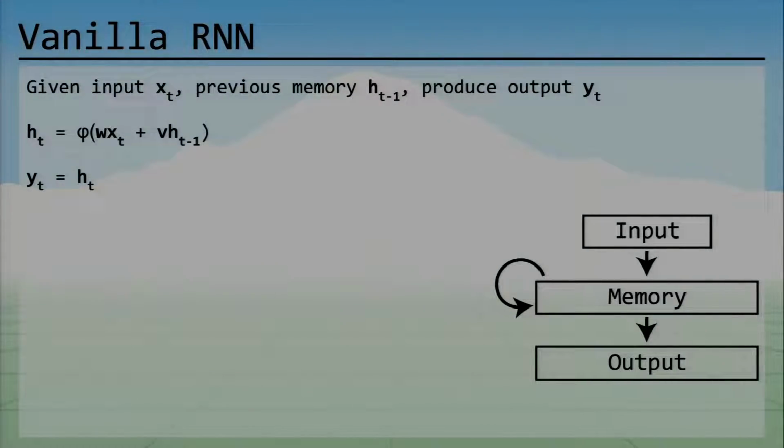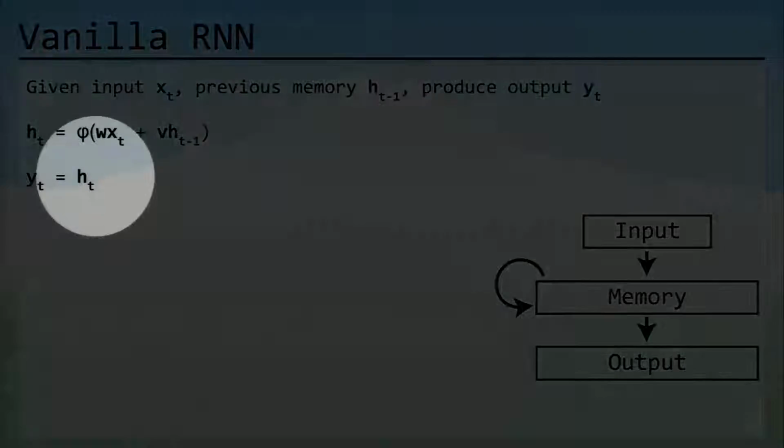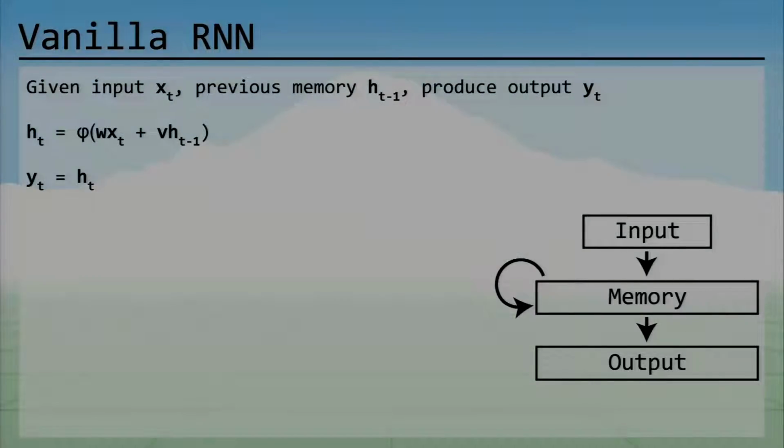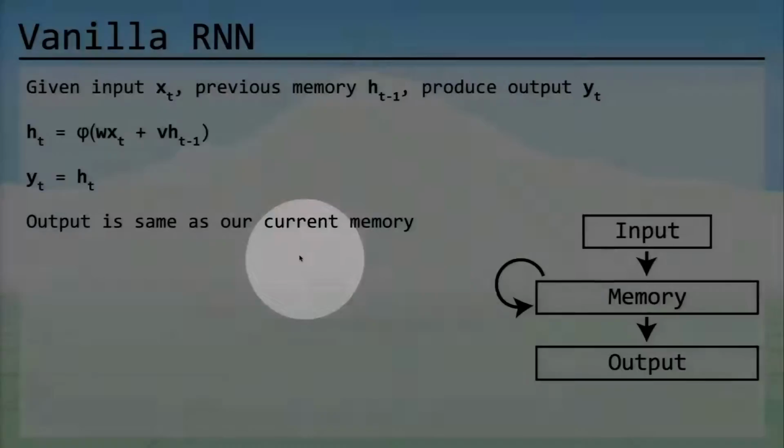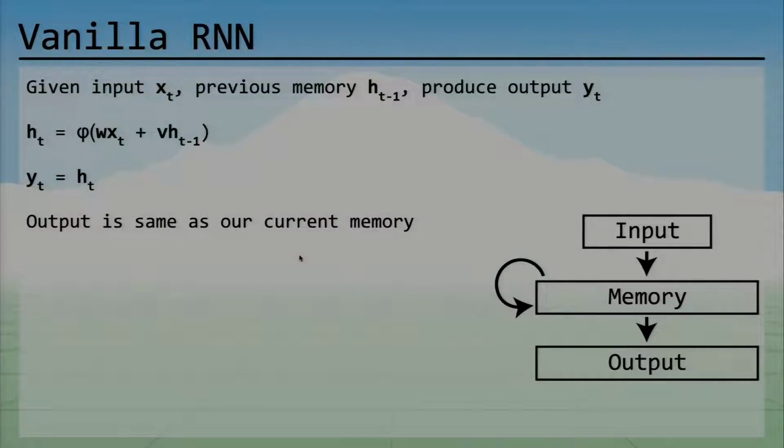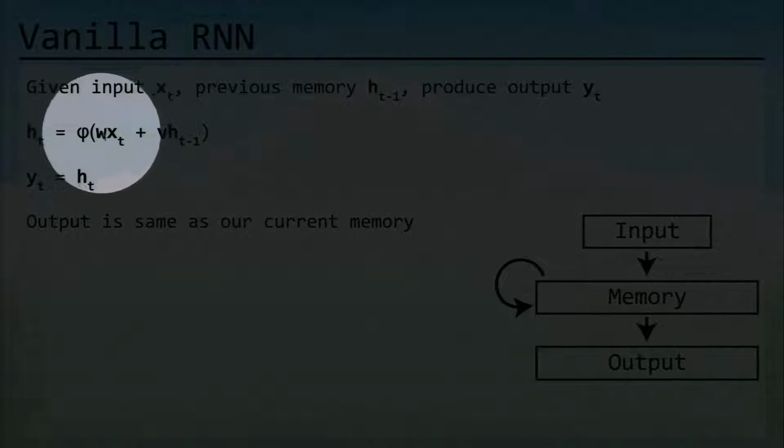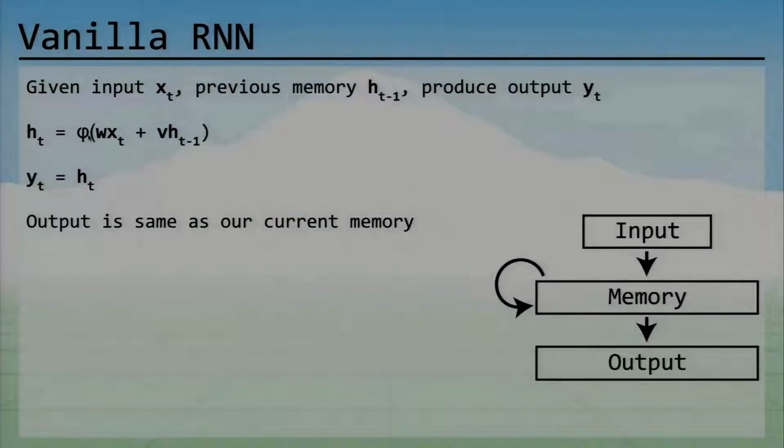And with a vanilla RNN, the output that we're going to use for y at time t is just going to be the same as our internal state. So there's actually no difference between the memory that we're keeping around and the output that we're going to produce. This is just one way of doing RNNs, but the output is just going to be the same as our current memory state. Before I show you guys that, let's talk about these different matrices that we have here. So who can tell me just very quickly what W does?